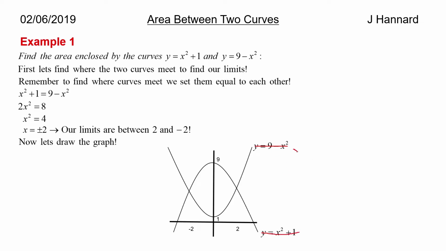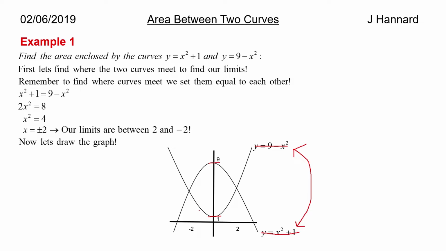Swap them over. That is a massive typo. Here's me talking about, oh, you need to know how to do these graphs. But the upside down parabola is y equals 9 minus x squared, and you know that because it goes through 9 up here. And y equals x squared plus 1 is this one because it goes through 1 there.